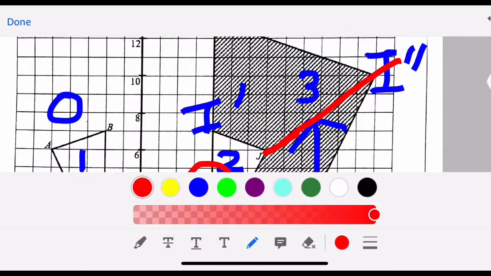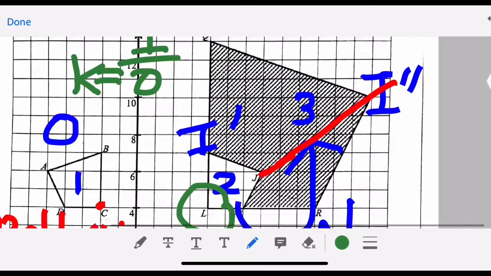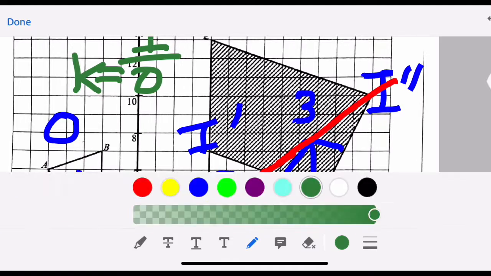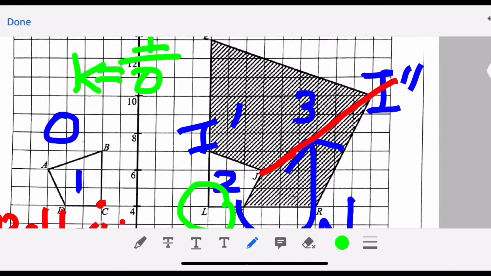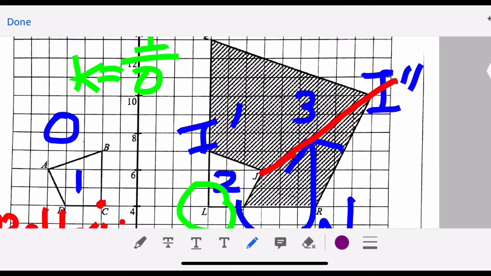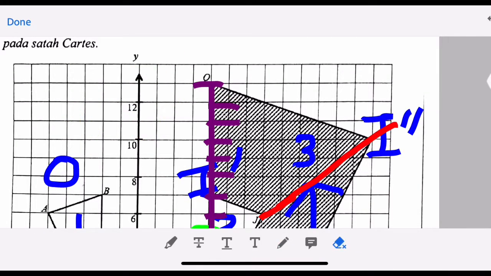How to find the scale factor? Which one is the image? Scale factor is given by image over object. So we want to know the image first. Image is the big one, isn't it? So let's say I highlight the length. I highlight the length here, from here. Let me highlight in purple color, here to here. See or not? How many? 1, 2, 3, 4, 5, 6, 7, 8, 9. Okay, so you can see it's 9.